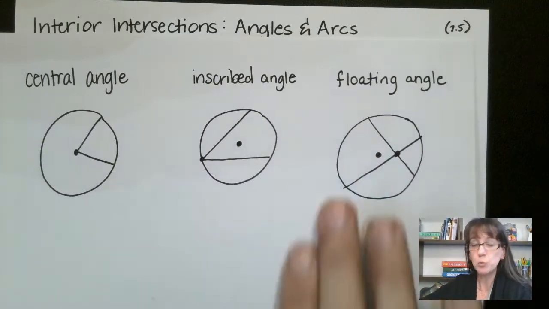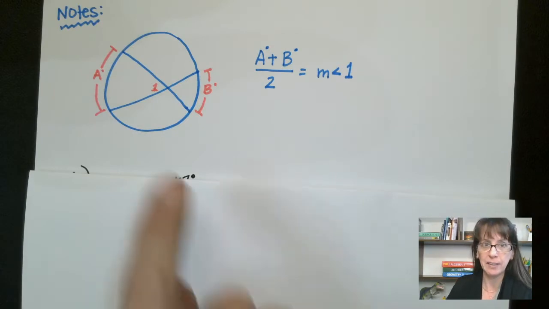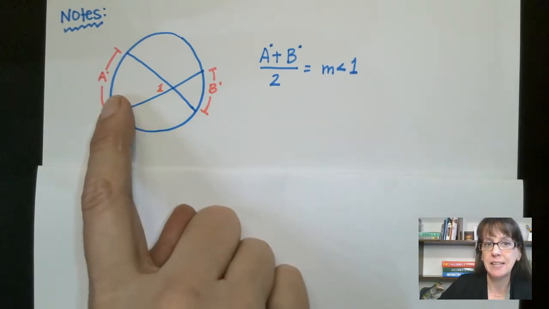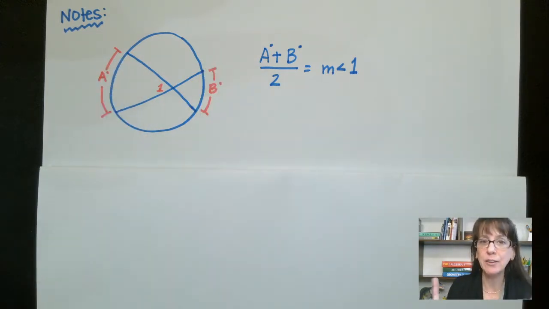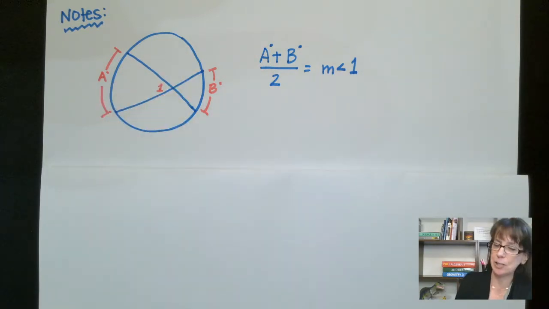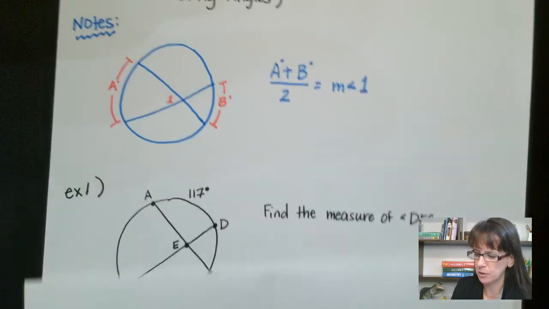So the first rule that we're going to talk about is this one right here. So let's say you have a floating angle here and it does not go through the center. What we can do is take the measure of arc A here, and then the arc of B, add those together, divide by 2, and that will give us the measure of this angle right in here. So pause the video, write that down so you have it in your notebook. Now let's do a practice.